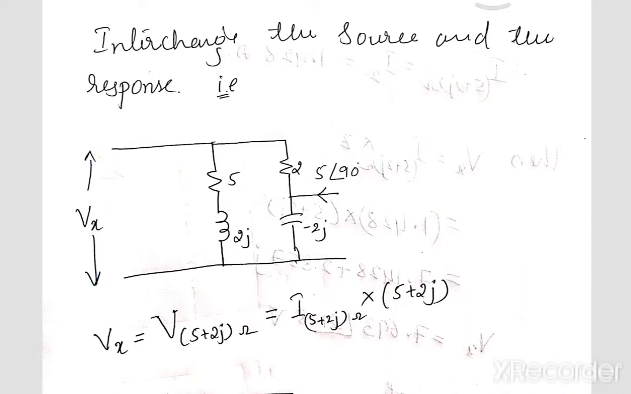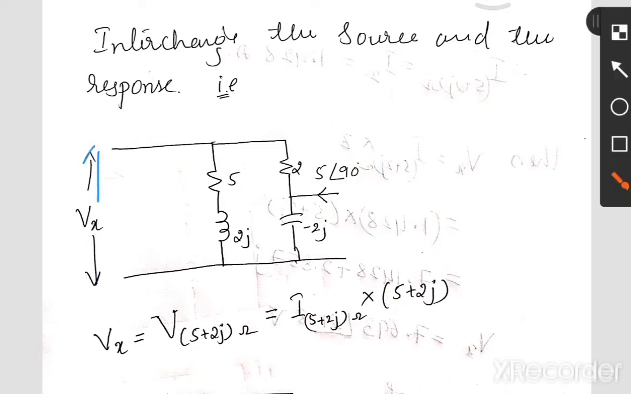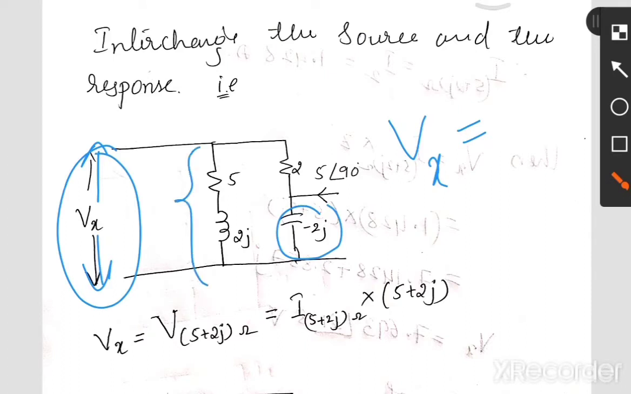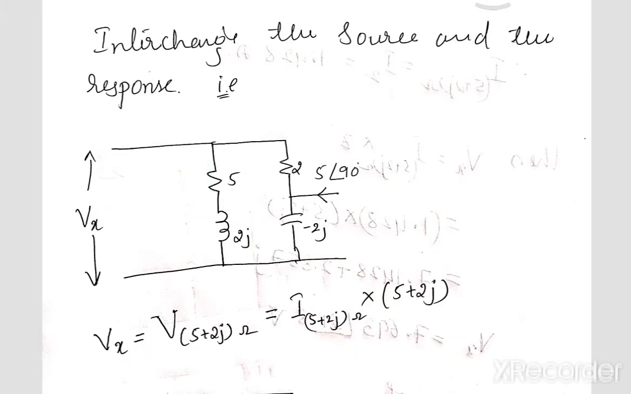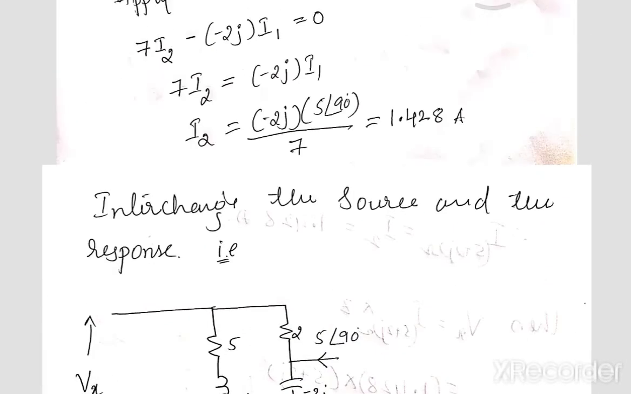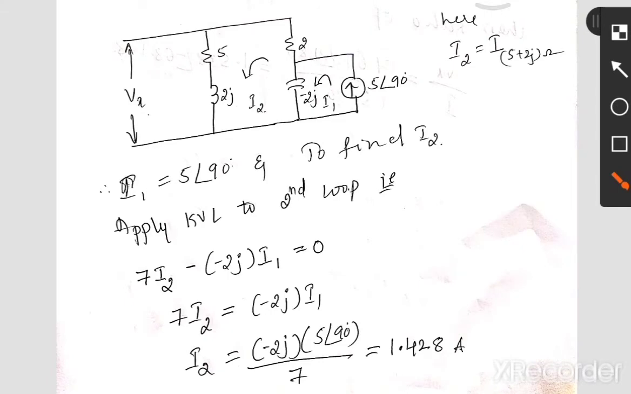Now what is the Vx when you have interchanged? This time Vx is not the voltage across this; now Vx is here, so this is the voltage across this entire term. That is, Vx will be the voltage across the 5 plus 2j ohm, which is nothing but the current flowing through that times the impedance of that. Let's calculate the current flowing through this impedance. For that, apply KVL again. Let's take this one as the first loop, I1.